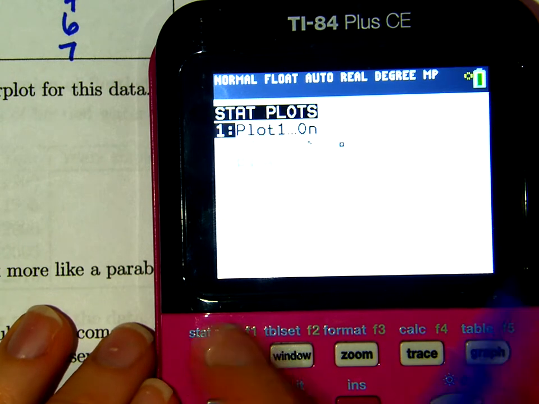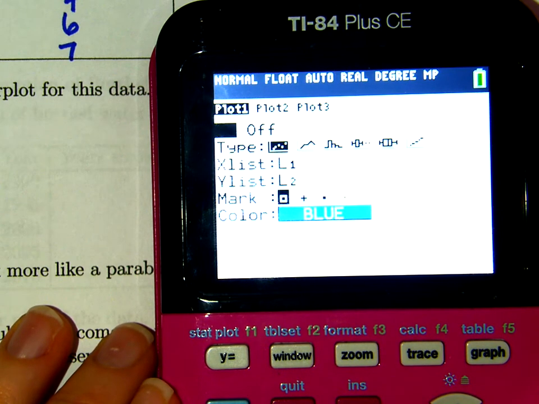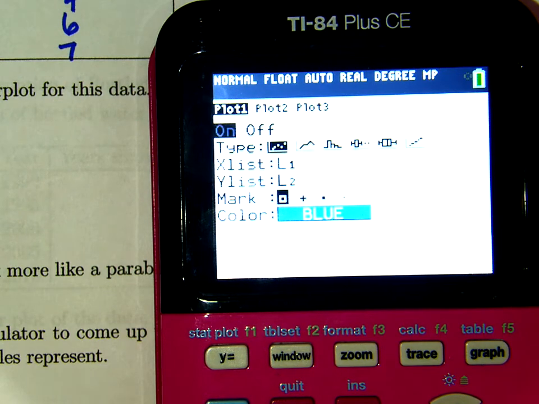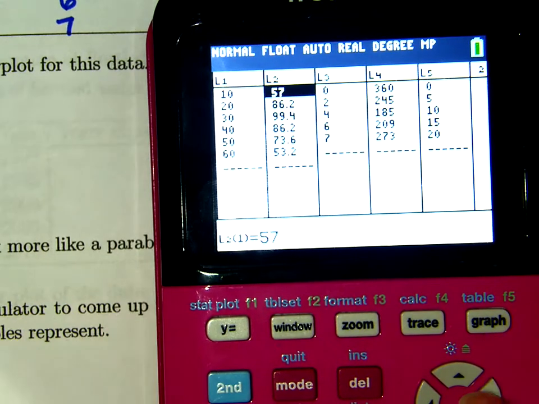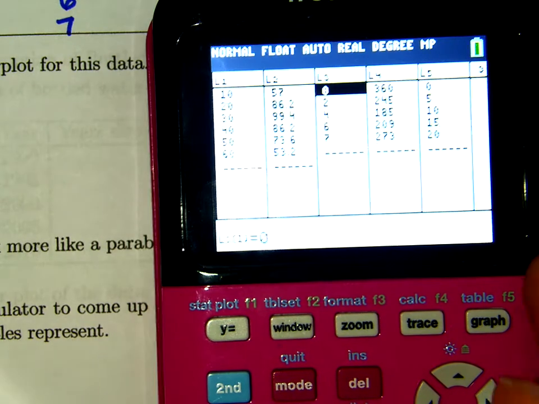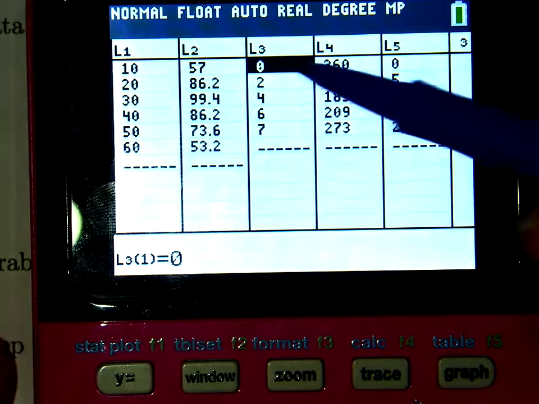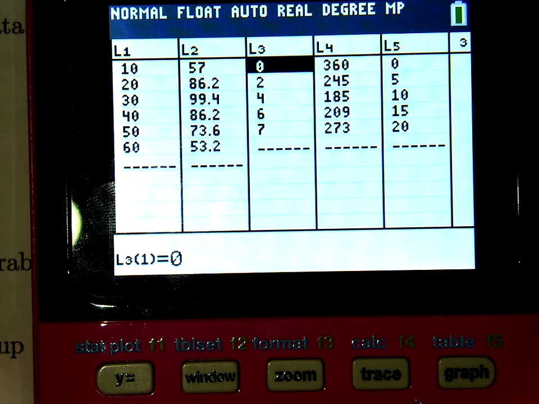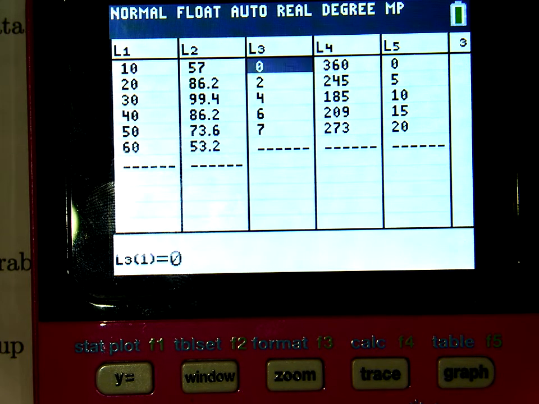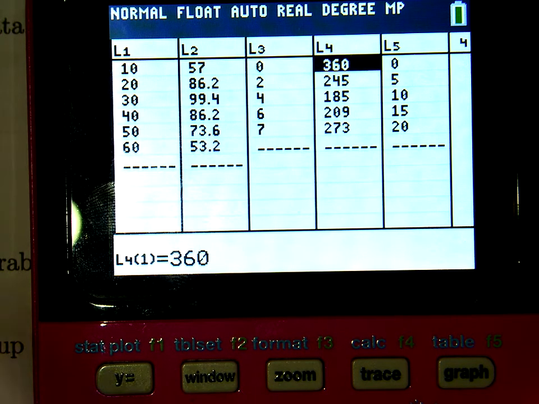And then I'm going to go second stat plot. And, well, maybe I shouldn't turn this off. And maybe really what I should do is go to statistics, edit. And now notice that in list 3, I have put the years since 2000, and in list 4, I've put the average number of viewers per day in thousands. Okay, so list 3 is the year, and list 4 is the average number of viewers per day in thousands.